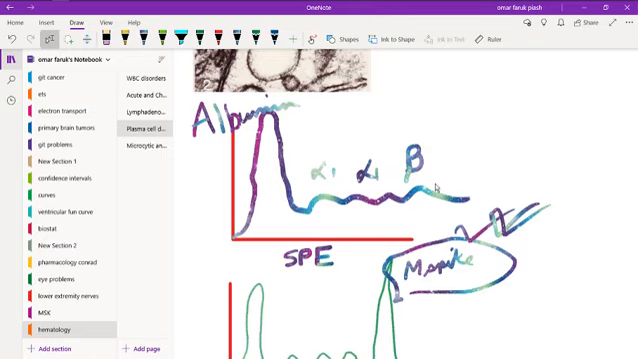The next disease is Waldenstrom macroglobulinemia. There is B cell lymphoma with monoclonal IgM production. On the other hand, in multiple myeloma there is IgG or IgA production, whereas in Waldenstrom macroglobulinemia there is monoclonal IgM production.